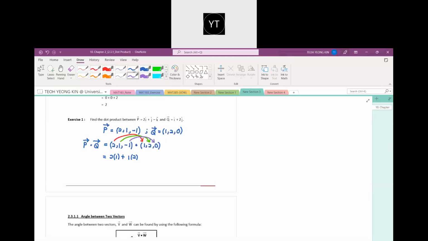So plus -1 times 0. You can see that this is 2 plus 2 plus 0. So the output is a scalar quantity, which is 4. This is the dot product.